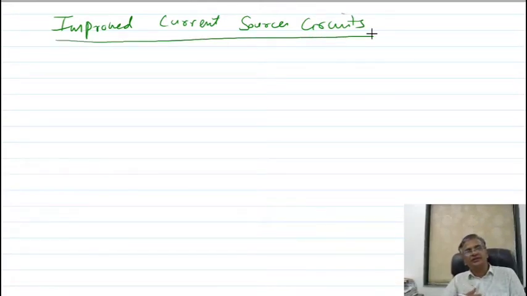We have seen the different current sources. Now we want to improve that circuit. Sir, why do we want to improve? What is the reason why we want to improve?